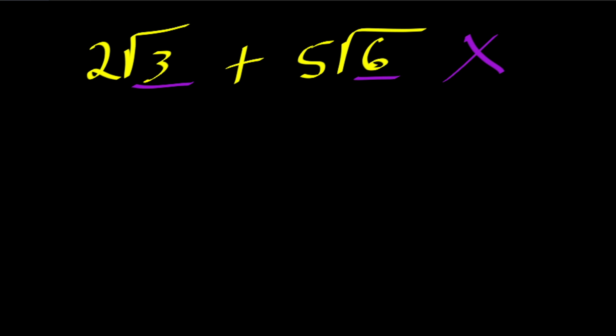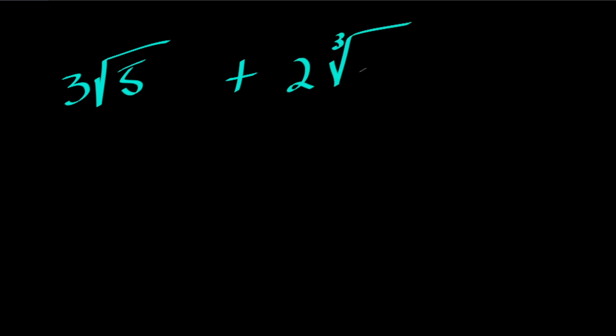Now let's do the exact same thing with, let's say we have 3 square root 5 plus 2 cube root 4. All right, now here we have the same situation. We cannot combine these two terms because this is a cube root and this is a square root, which means the index is not the same, so these are not like terms. All right, so that's the quickest version of this that I can give you.